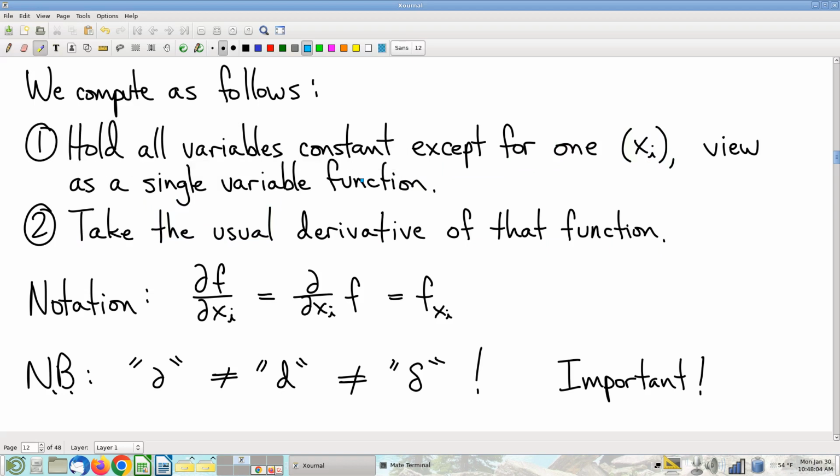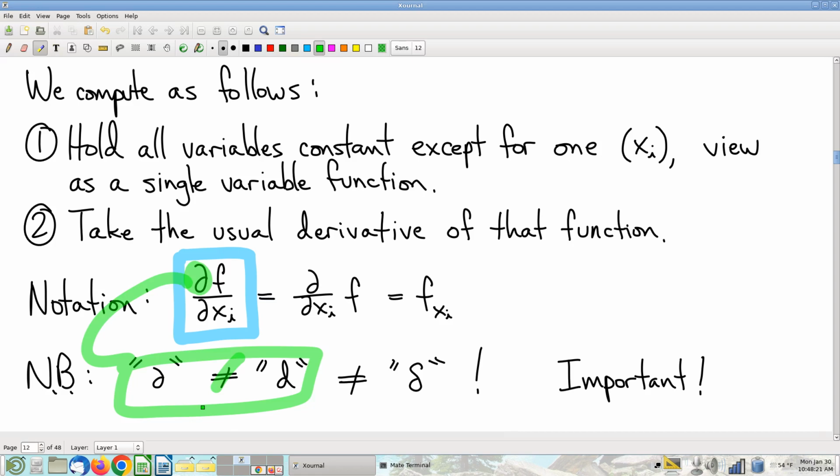And now we'll make some geometric interpretations in a minute. First, some notation. Partial derivatives are denoted like this. Note this symbol right there. It looks kind of like a D. Very importantly, it is not a D.